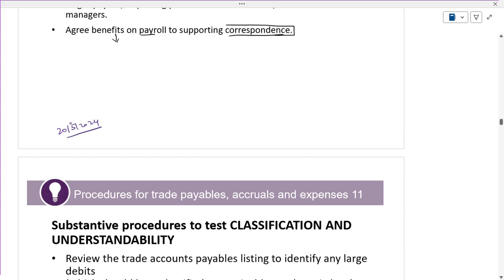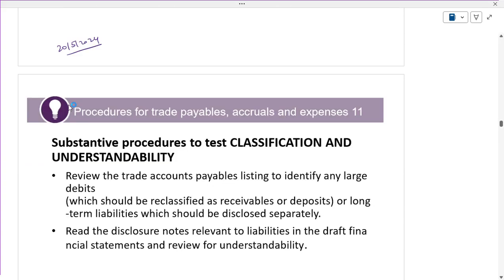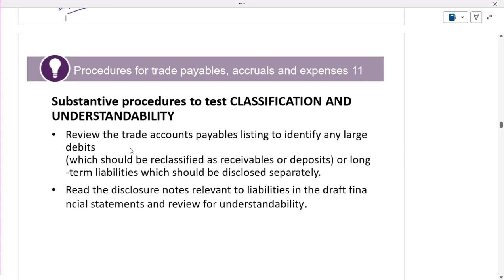What we are doing, now you can understand. When you say substantive procedures, this is the way audit will work. When you are talking about substantive procedures, we want to know the different types of evidence, multiple evidences, as simple as that. This is for substantive procedures with respect to payables, accruals and expenses.